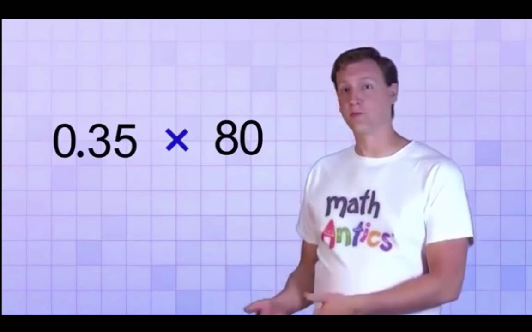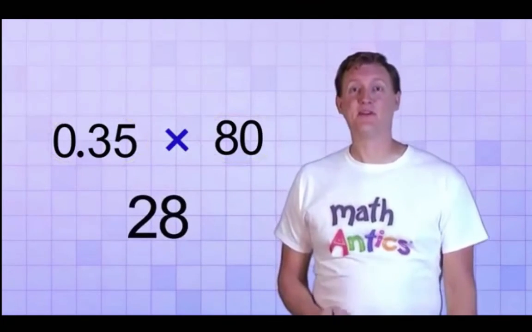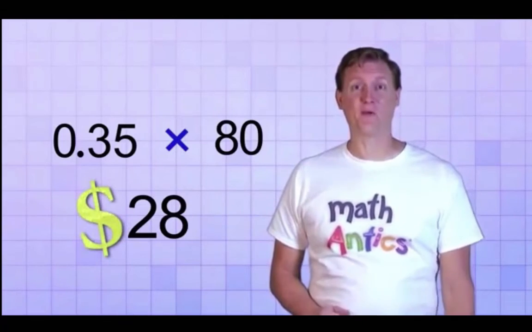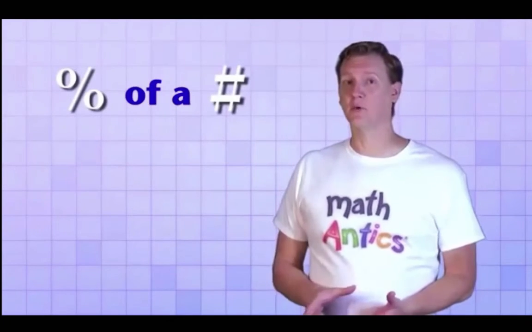Now, all we have to do is multiply 0.35 times 80, and that's 28. That means you'll get $28 if you help your friend walk those dogs. Cha-ching!